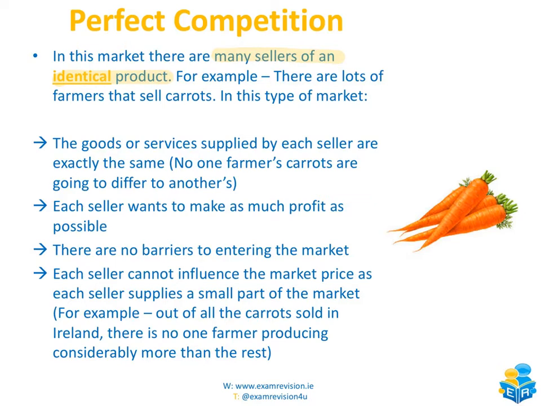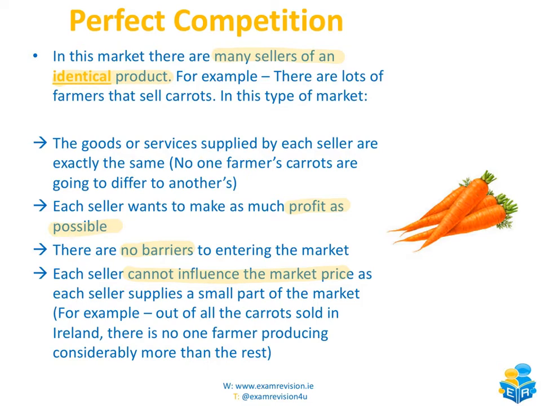Within a perfect competition market, each seller wants to make as much profit as possible. All the farmers selling carrots want to make as much money for their carrots as possible. There are no barriers to entering this market. It's quite an easy market to enter into. And lastly, each seller cannot influence the market price because each seller supplies a small part of the market.